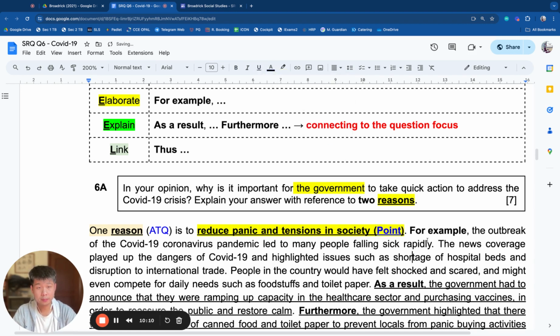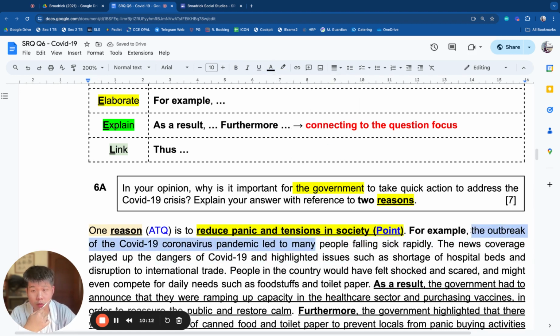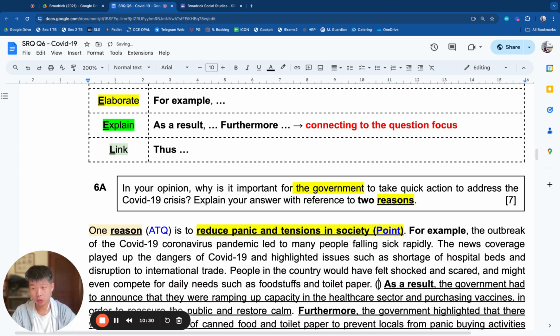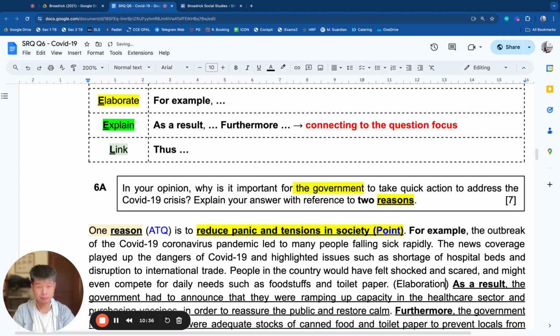For example, the outbreak of the COVID-19 coronavirus pandemic led to many people falling sick. The news coverage played up the dangers of COVID-19 and highlighted the problem of shortage of hospital beds. People in the country felt shocked and scared, and they might even compete for daily needs such as foodstuffs and toilet paper. So this was the Great Toilet Paper scramble. So this is my elaboration.